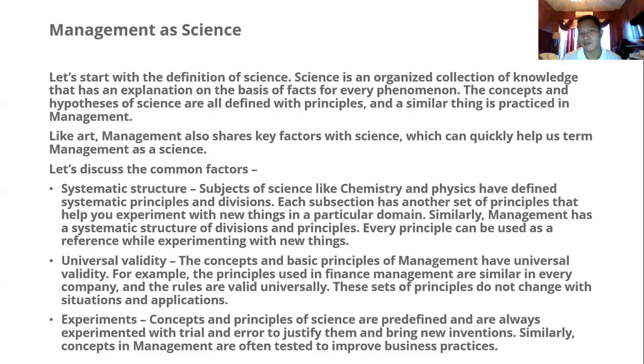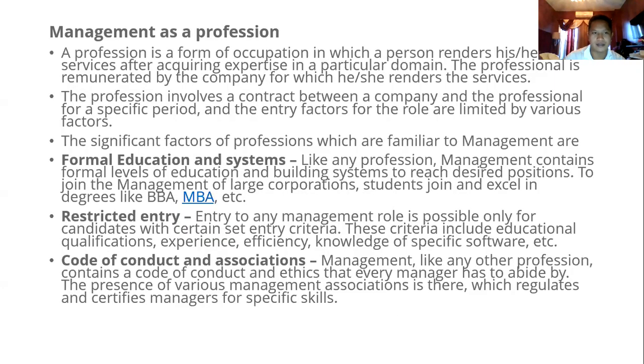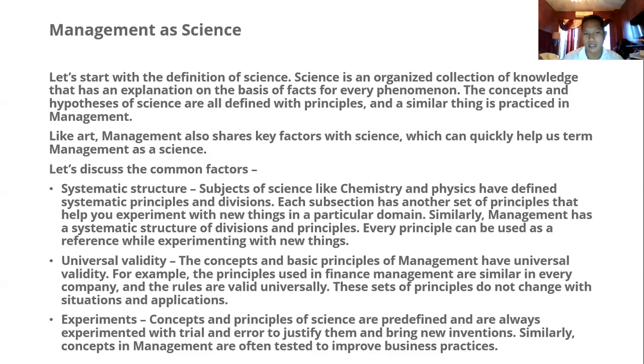Like art, management also shares key factors with science, which can quickly help us term management as science. These are the features for us to easily identify that management can also be integrated with science. Here we see systematic structure. Subjects of science like chemistry and physics have defined systematic principles and divisions. Each subsection has another set of principles that help you experiment with new things in a particular domain. Similarly, management has a systematic structure of divisions and principles. So every principle can be used as a reference while experimenting with new things.